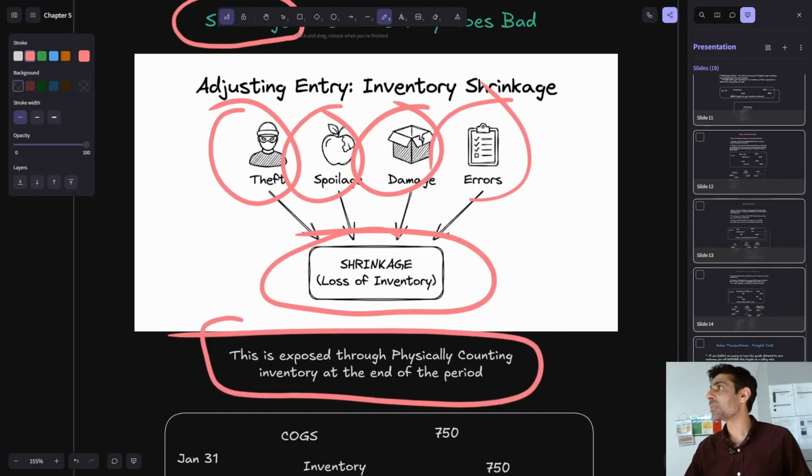There's no other way. If we're relying on our accounting books, we would never find this stuff because this is physical, actual reality things that happen in the real world that our accounting books aren't accounting for. So we need to physically link up our accounting books with the physical reality by doing a physical count.